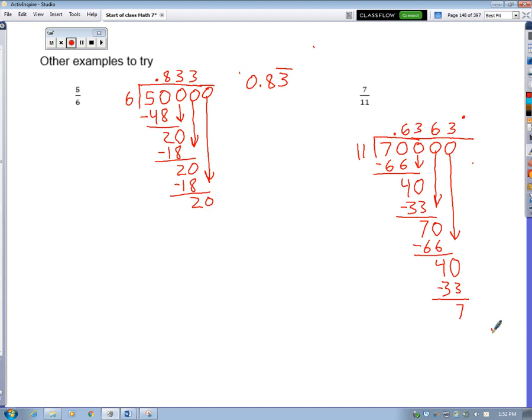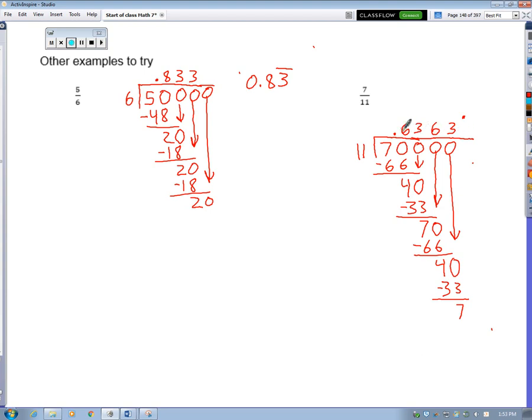Alright, this is a repeating decimal where we have 2 numbers repeating, 6 and 3, 6 and 3. See, it's always going to be 40 and then 70 and then 40, and then if I put a 0 there, 70 and then 40. So this has 2 numbers that are repeating. See how sneaky that is?